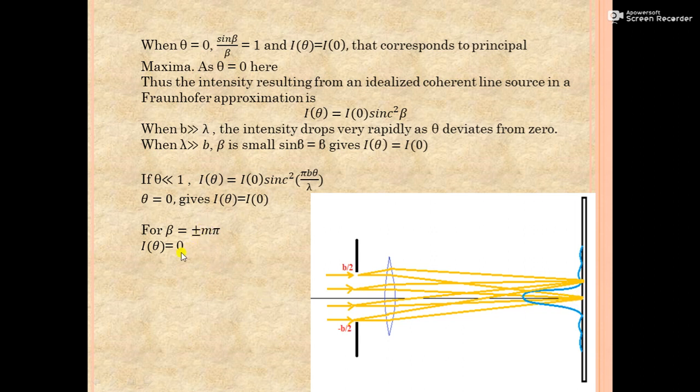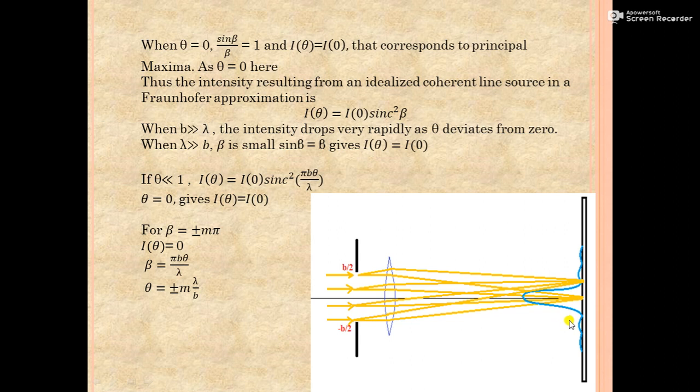So for m equal to 1, we have beta equal to pi. The value of beta is pi b theta by lambda. Putting this, for beta equal to plus minus m pi, theta is equal to plus minus m lambda by b. To get the position of the first minima, we write m equal to 1, so theta is equal to plus minus lambda by b. This position is minus lambda by b and this position is plus lambda by b. So the width of the maxima is 2 lambda by b.